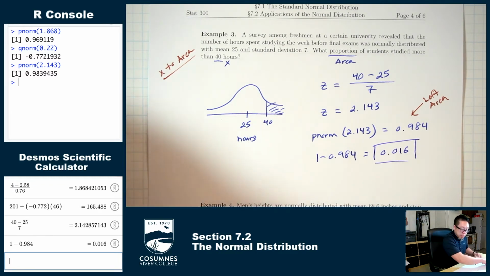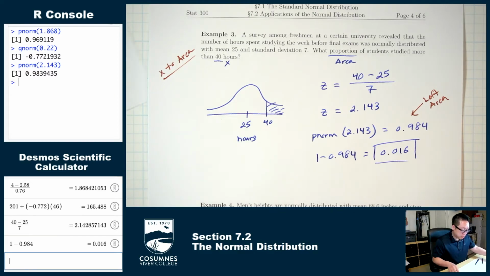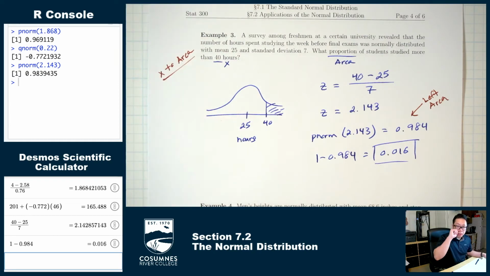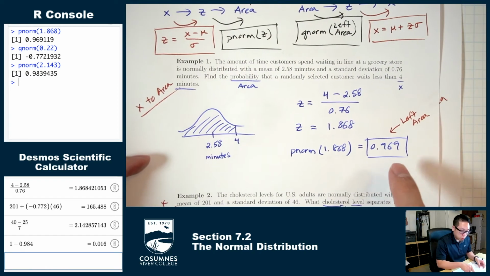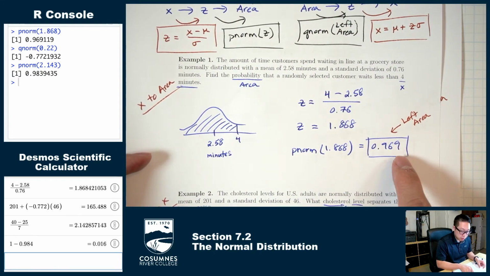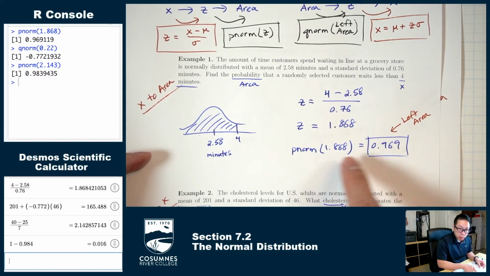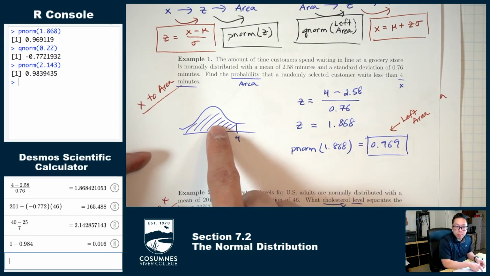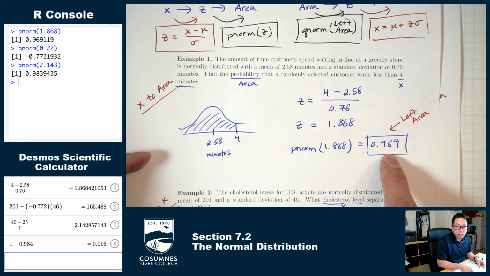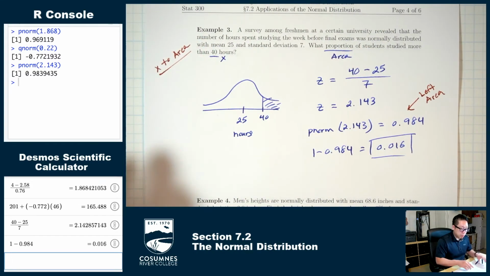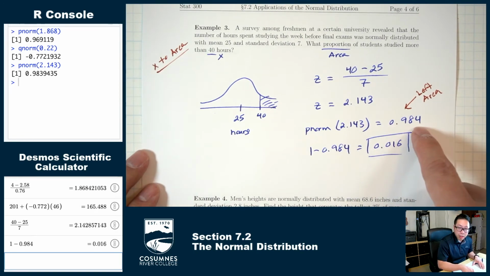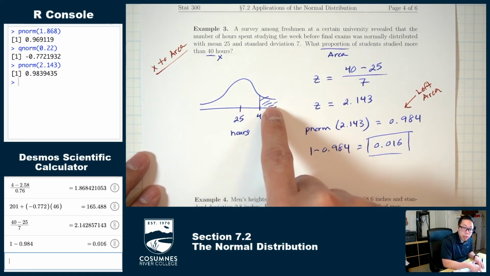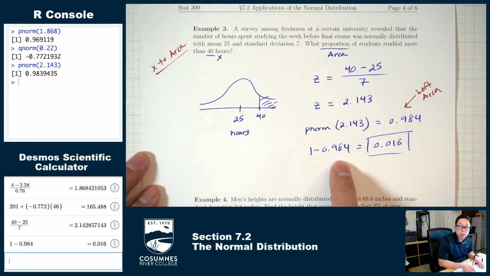Okay, so let's take a step back here and compare example 1 with example 3. Notice that in example 1 I didn't have to do 1 minus because p-norm always spits out the left area, and in example 1, I was looking for a left area. In example 3, p-norm spits out a left area, but I'm not looking for a left area in this example. I'm looking for a right area. So I have to do a 1 minus to get the other side.